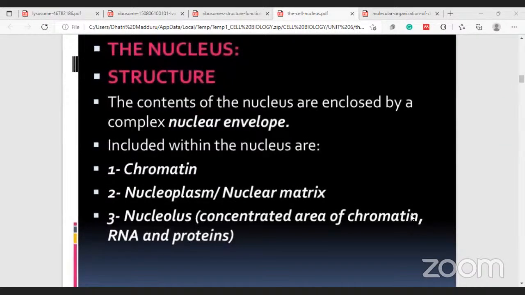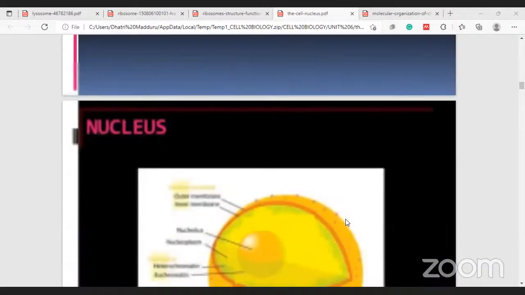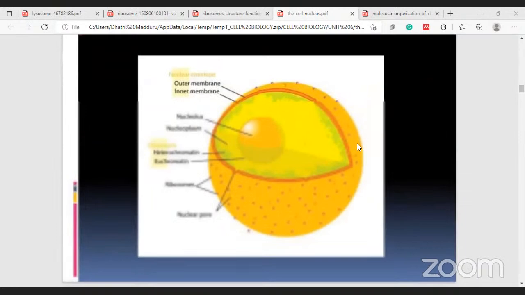The structure includes the nucleus enclosed by the nuclear envelope. The nucleus consists of chromatin, which is the genetic material. Then the nucleoplasm or nuclear matrix: like cytoplasm, we have the fluid-filled cavity within the nucleus, which is called nucleoplasm. And the nucleolus, which is the concentrated area of chromatin, RNA and proteins. So this is the structure.